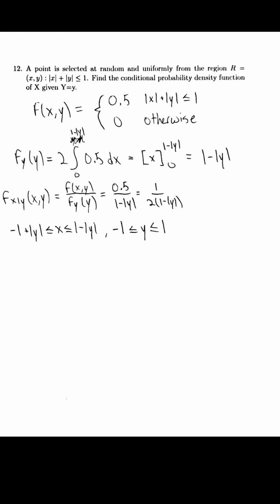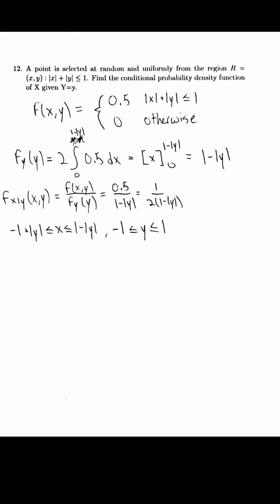So for the joint PDF, this is just going to be 0.5 for all absolute value of x plus absolute value of y is less than or equal to 1, and it'll be 0 otherwise. And it's going to be 0.5 because the maximum value for this function you can have is 1, and the minimum would be 0, and it's uniformly distributed, so this will make the joint PDF 0.5.